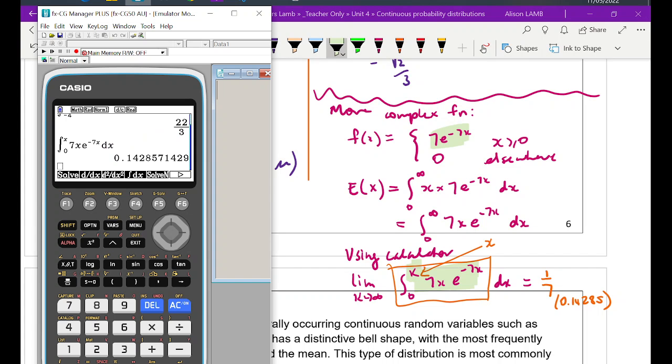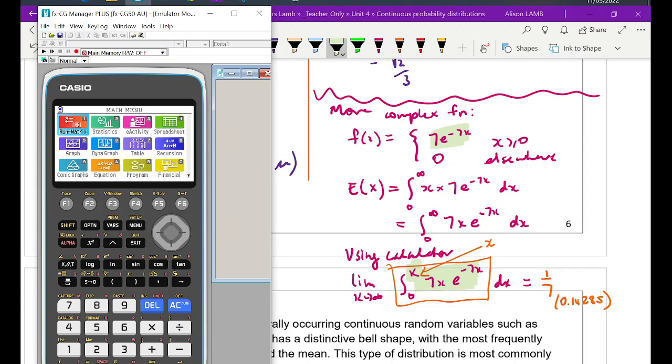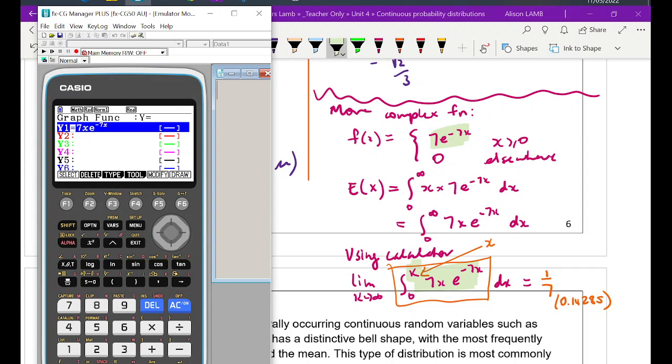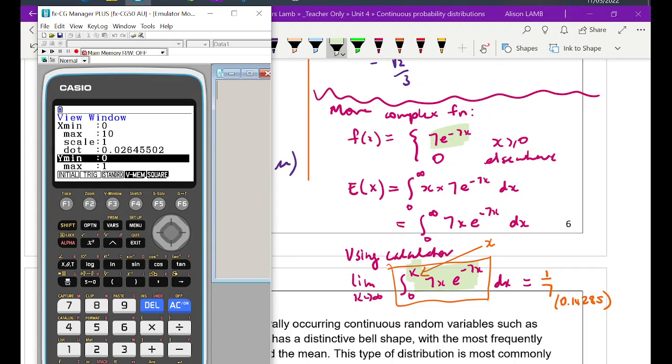Let's go over and have a look to see what I've done. So we go to our menu and go to graph. And if you notice here, I've put in my graph 7x e to the negative 7x. Now, from my view window, I've definitely gone from 0, and I've just gone up to 10. We don't need to go very large for it to actually start calculating this area. And if I scroll down, you can see that my y value, I've just chosen something like 1. And you can just really play with that. But again, I know that my minimum y value is 0 because we're expecting some positive values in here.